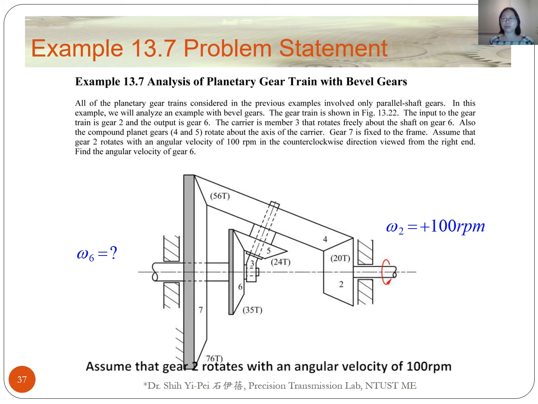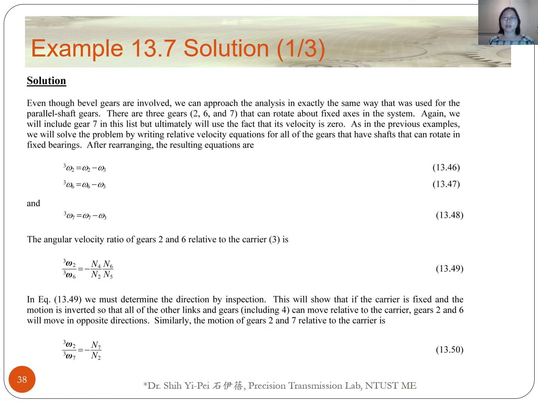Assume that gear 2 rotates with an angular velocity of 100 rpm in the counterclockwise direction viewed from the right end. This problem is to find the angular velocity of gear 6. Even though bevel gears are involved, we can analyze this problem using the same method that was used for parallel shaft gears.